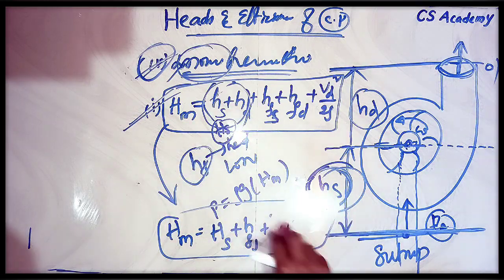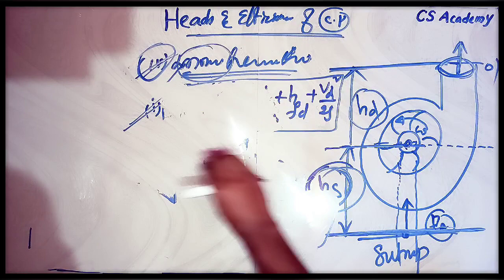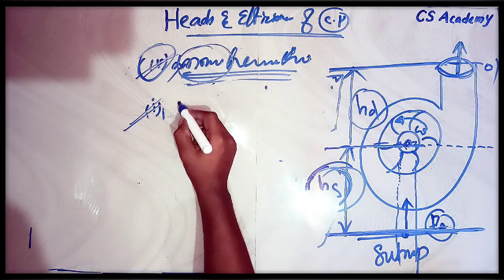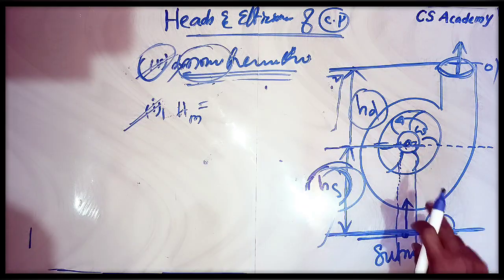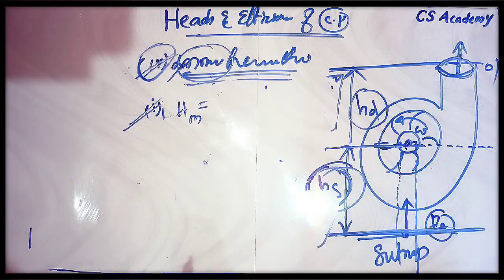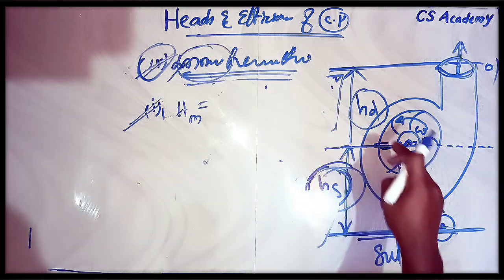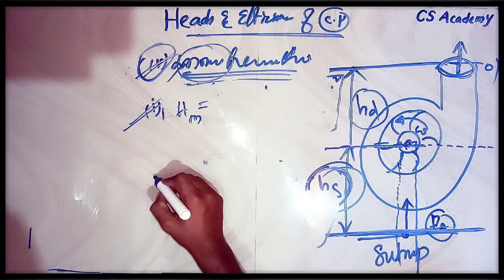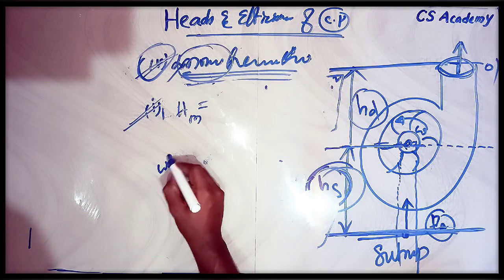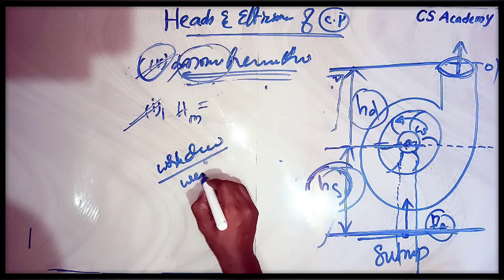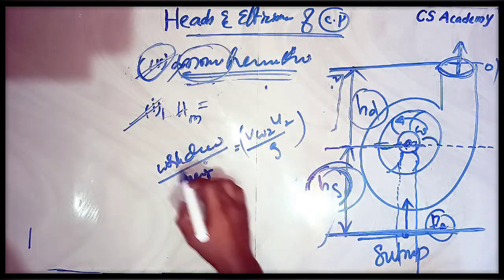There are some other methods also to calculate this manometric head along with this first method. Here we consider the losses in the suction pipe and delivery pipe, and some losses are also present in the impeller. Yes or no? Here, let us assume the work developed by the centrifugal pump per unit weight is nothing but Vw2 U2 by g. Okay, let us remember this one.